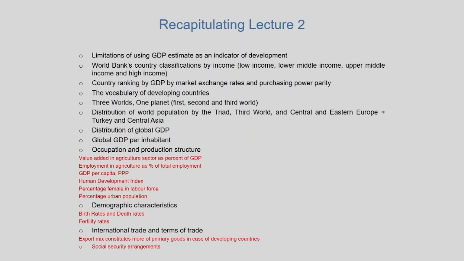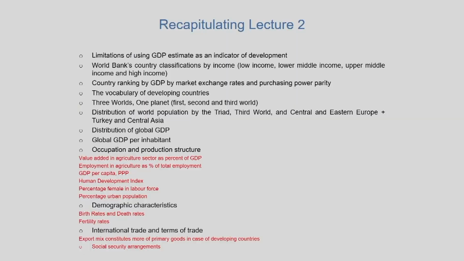We also looked at the World Bank's country classifications by income. While the vocabularies developed countries, developing countries, underdeveloped countries are important in the literature, the first world, second world and the third world, it is also important to look at country by income classification, primarily because these distinctions have become fluid or less rigid in recent years. And the World Bank's World Development Indicators of 2017 showed us that there are primarily 4 country classifications that the World Bank follows: low income, lower middle income, upper middle income and high income.